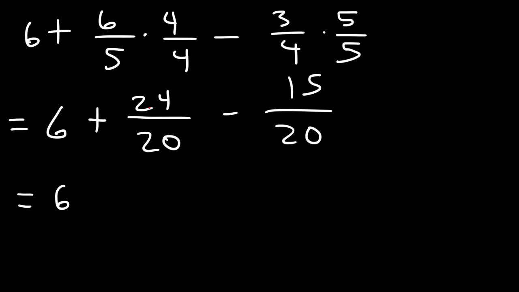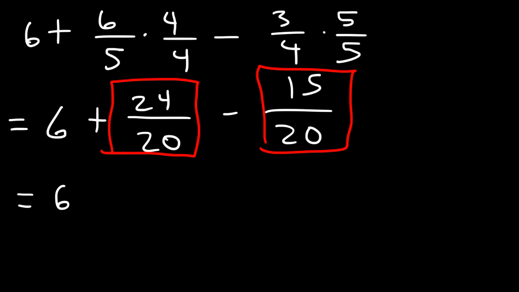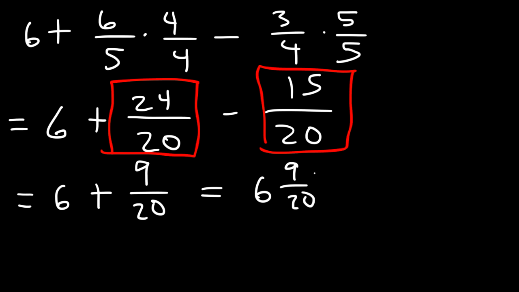So now, let's subtract 24 by 15. 24 minus 15, that's 9. So we have 9 over 20. And so the final answer is going to be 6 and 9/20. That's it.